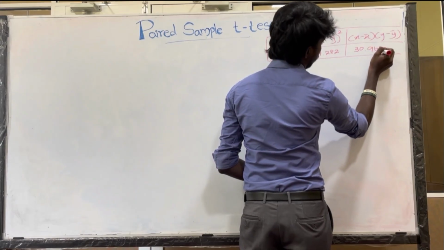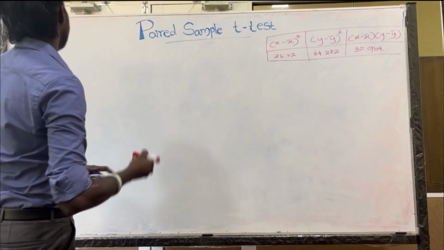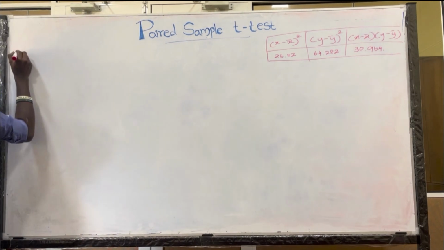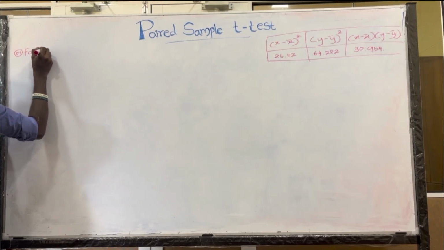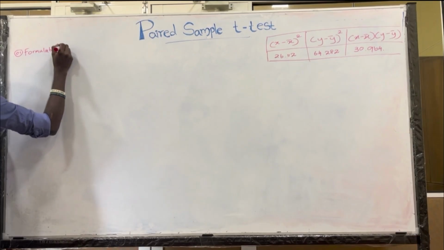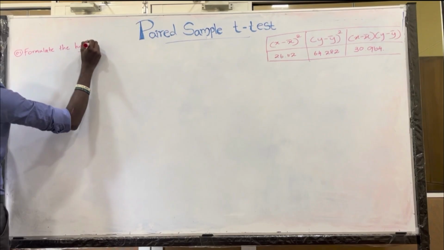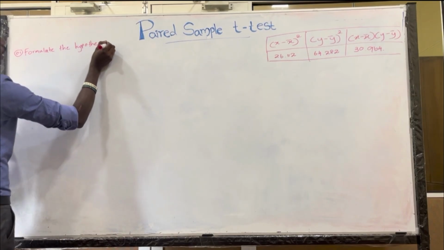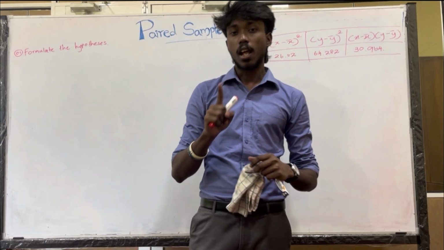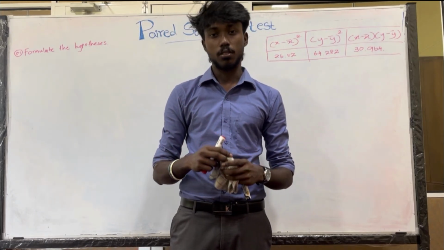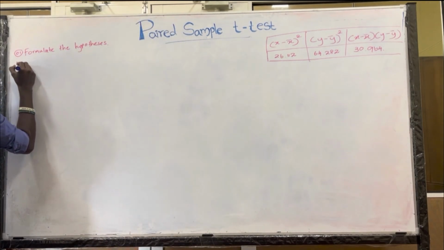So our first step is develop the hypothesis. In this hypothesis we should identify there are two hypotheses. First one is null hypothesis, second one is alternative hypothesis. So we should get these two types of hypotheses.